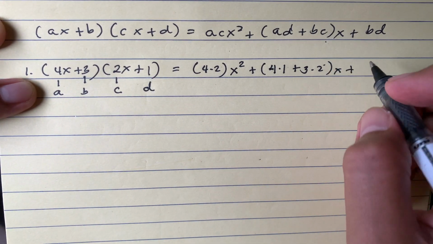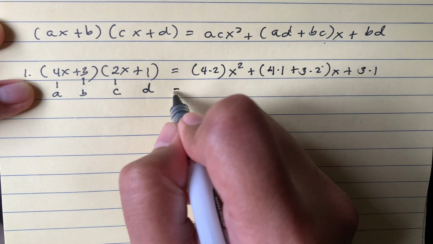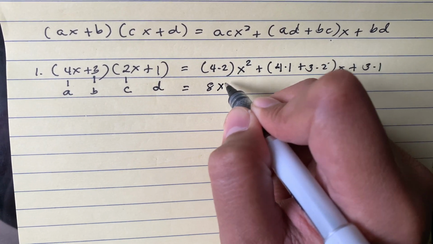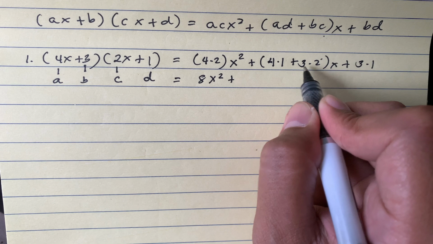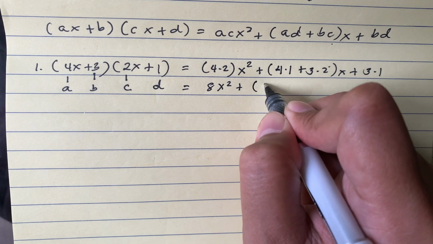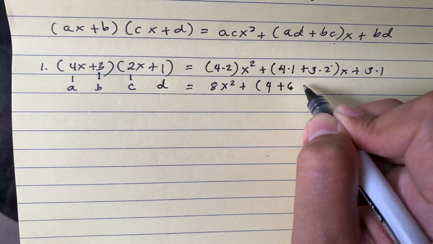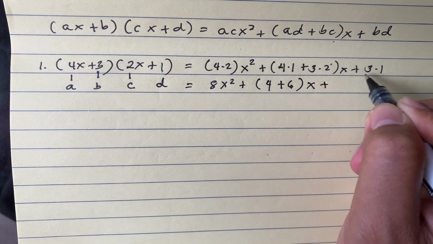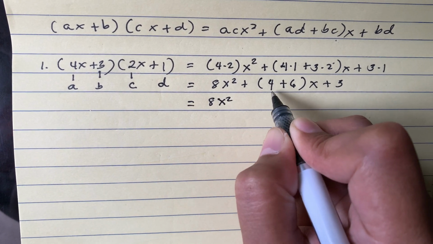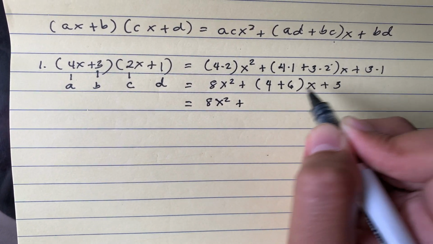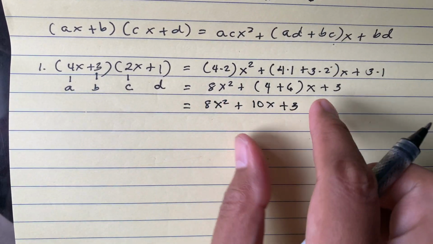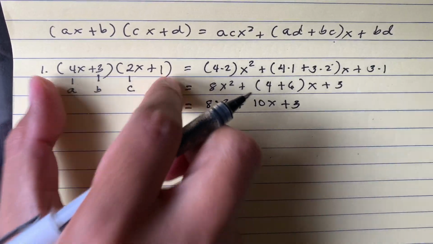So we have 3 times 1. Now, simplifying this, 4 times 2 is 8. Then copy your x squared plus you need to get the products of this. So we have 4 plus 6 suffix x, then the product of 3 and 1, it's 3. Now the answer is 8x squared plus the sum of 4 and 6, that would be 10x. Then copy 3. So this is now the product of this binomial.